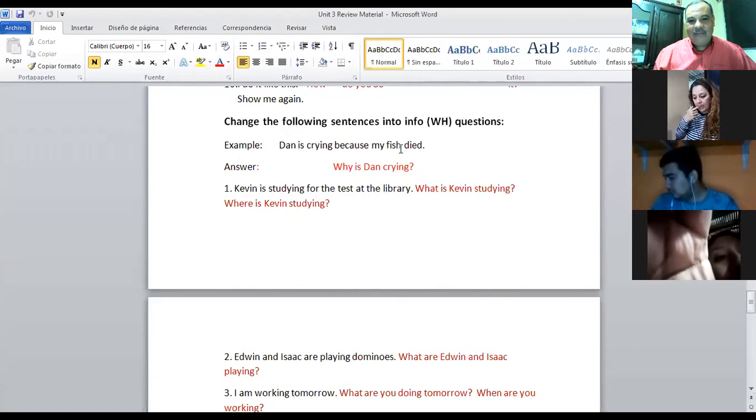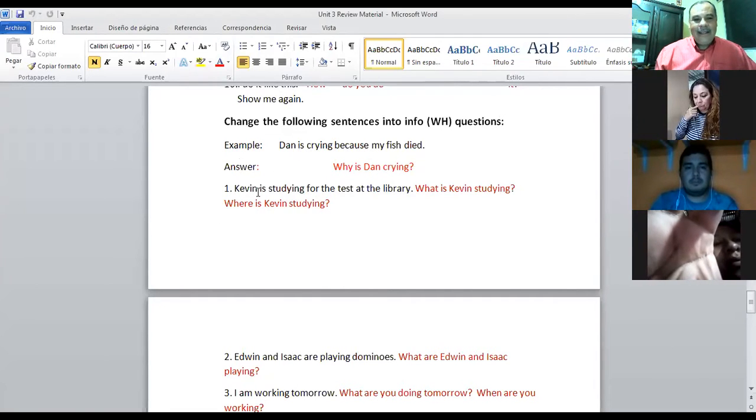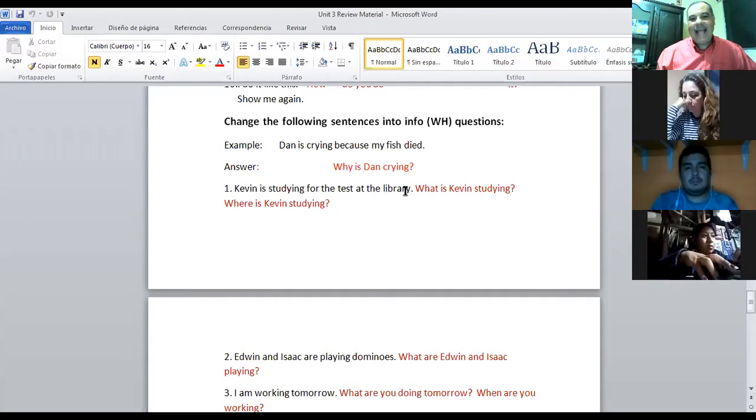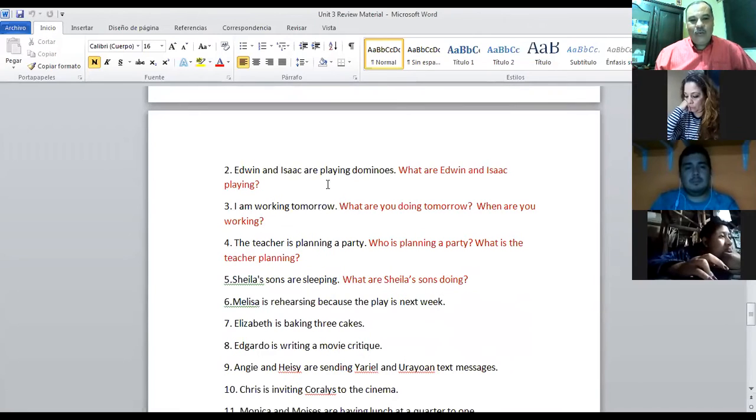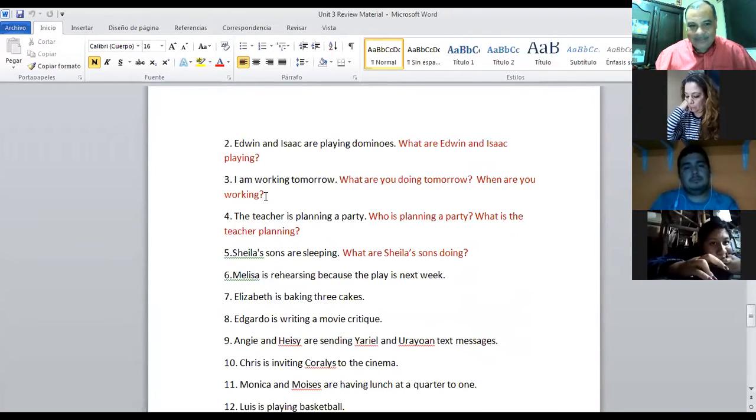Dan is crying because my fish died. Why is Dan crying? Kevin is studying for the test at the library. What is Kevin studying? Kevin is studying for the test. Where is Kevin studying? Kevin is studying at the library, okay? Now, Edwin and Isaac are playing dominoes. What are Edwin and Isaac playing? They are playing dominoes. I am working tomorrow. What are you doing tomorrow? I am working tomorrow. When are you working? I am working tomorrow, okay? So these questions may have this answer, okay?